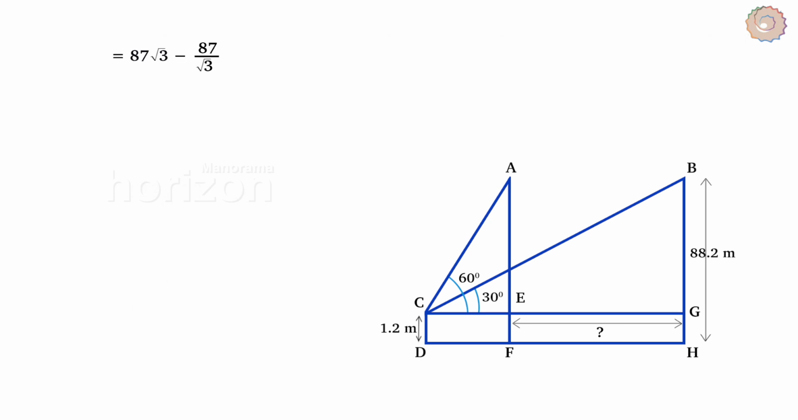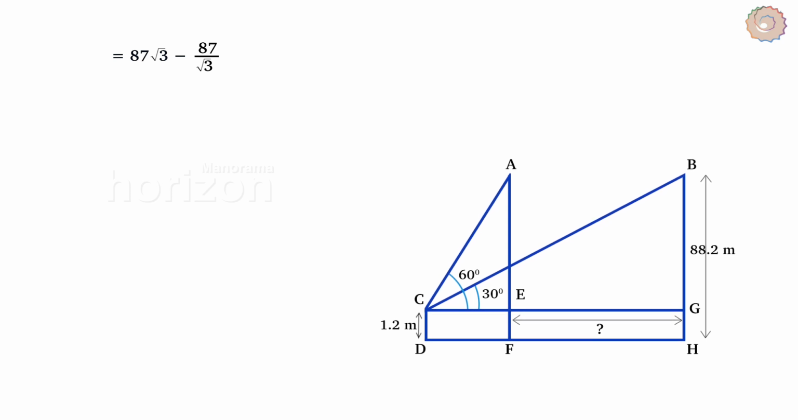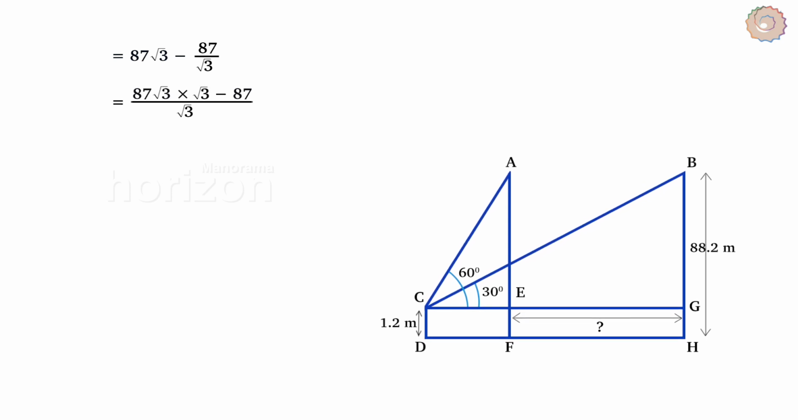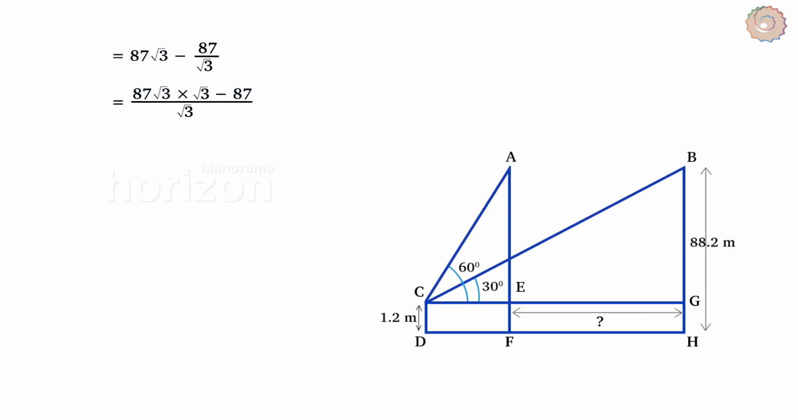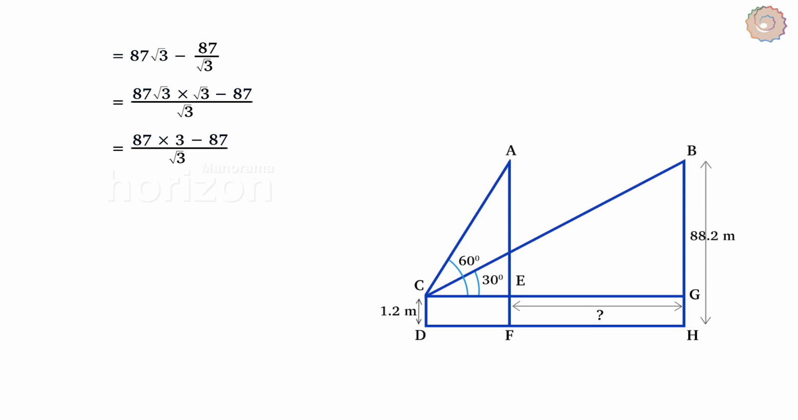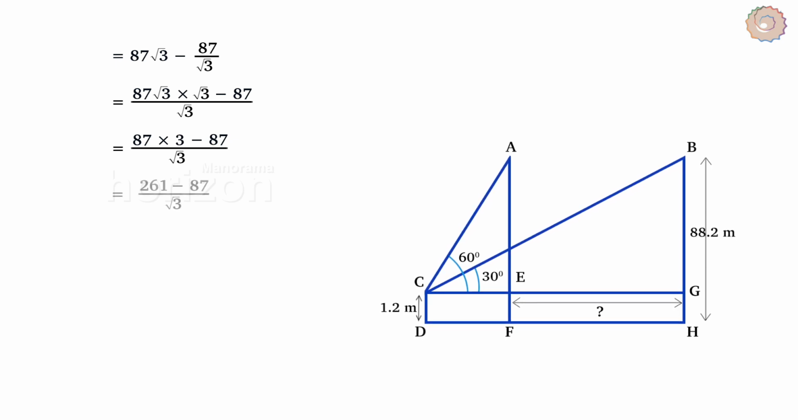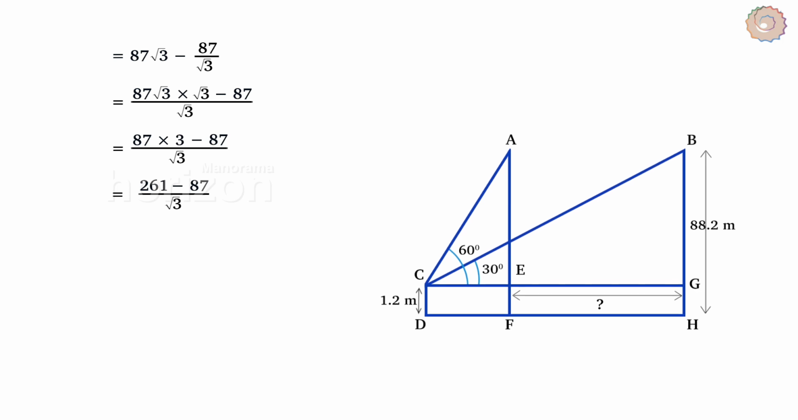That is 87 root 3 minus 87 divided by root 3. Here we observe that the LCM is root 3. Therefore, 87 root 3 into root 3 minus 87, divide the whole by root 3. That is 87 into 3 minus 87, divide the whole by root 3. That is 261 minus 87 divided by root 3.